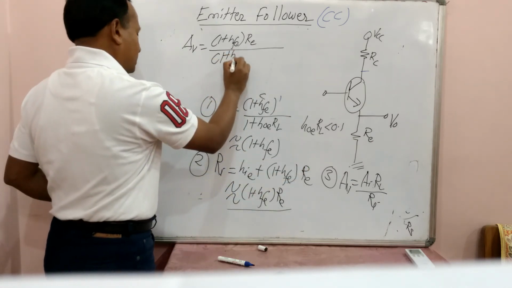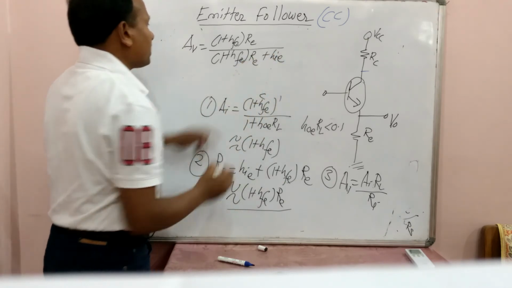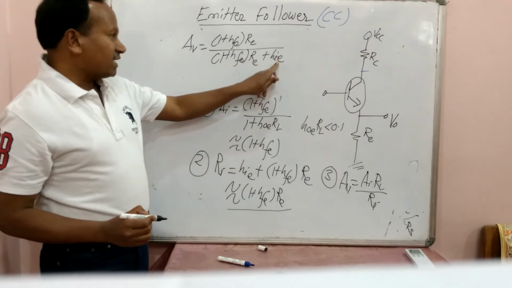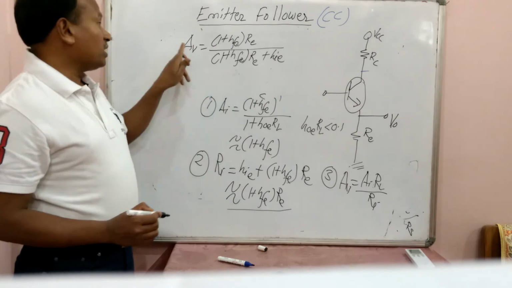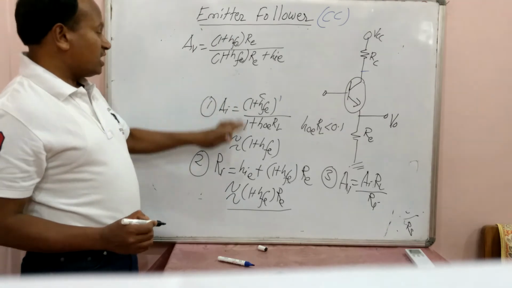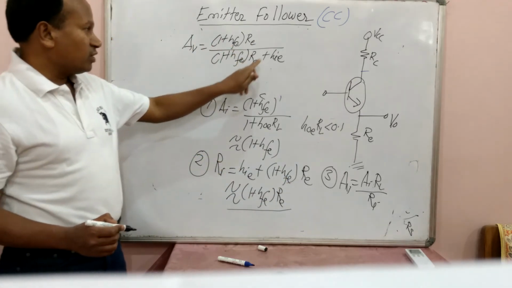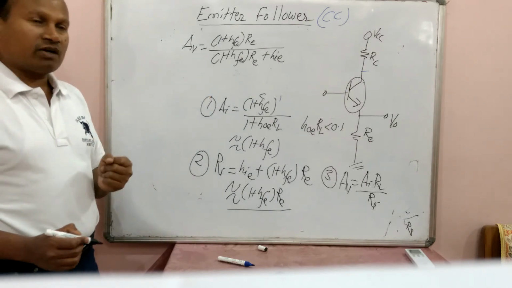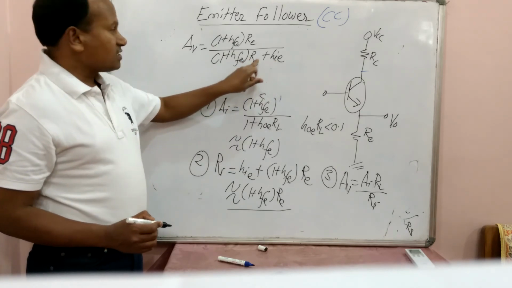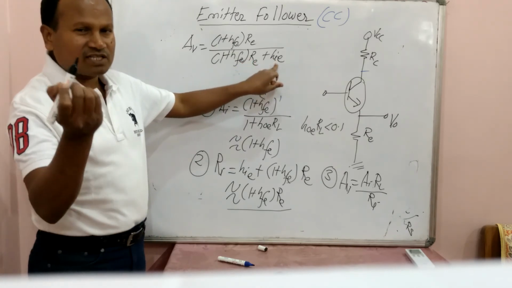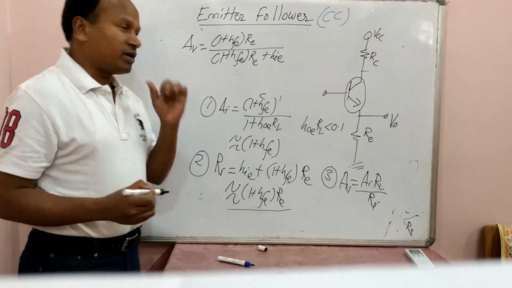What about RI? It is 1 plus HFE into RE plus HIE. I am intentionally writing this. If I neglect HIE in comparison with 1 plus HFE into RE, this will be purely equal to 1. I mean voltage gain will become 1. And if you substitute complete value of RI here, 1 plus HFE into RE divided by 1 plus HFE into RE plus HIE. What conclusion you can draw? The conclusion you can draw is these parameters are almost equal. What is more here? The denominator is more by HIE, which is very small value in comparison with this. May it be very small, but it makes a difference.